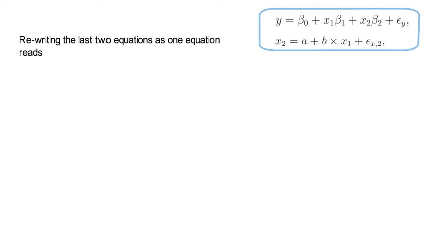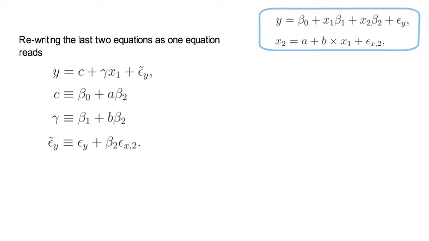So let's rewrite the last two equations as one equation. You will get that y equals a constant c plus gamma times x1 plus epsilon tilde y. So it's a linear regression model in x1 only. And let's make sure the last equation coincides with the previous two.